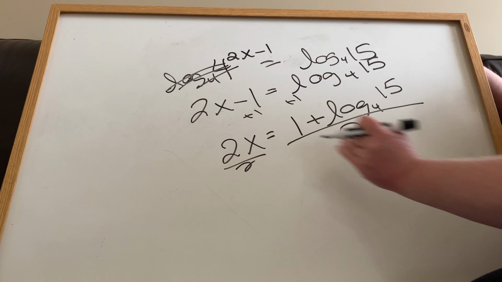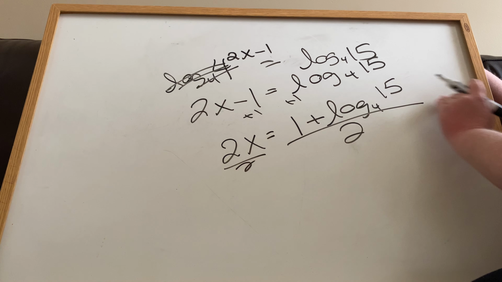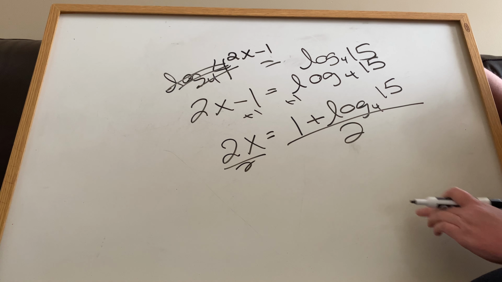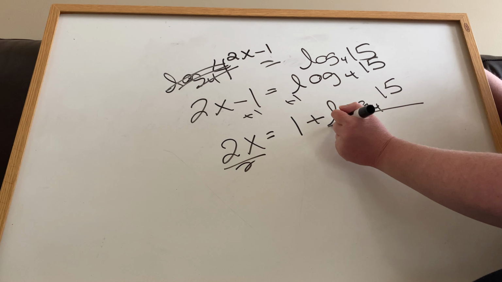When you divide by 2, you just want to leave the entire thing over 2, okay? Make sure when you draw your division line, you extend it underneath the whole thing, okay? Watch that you don't make it weird and do this. This means something different, okay?